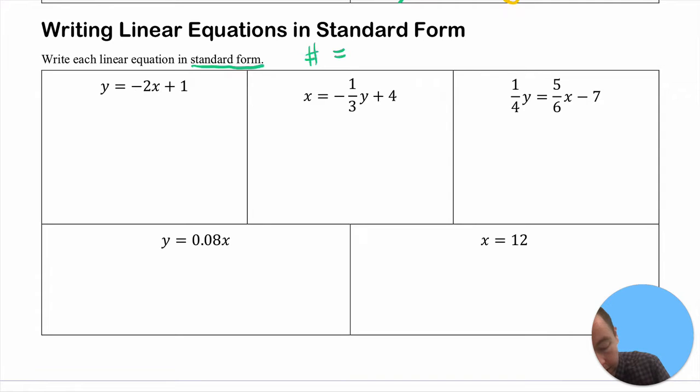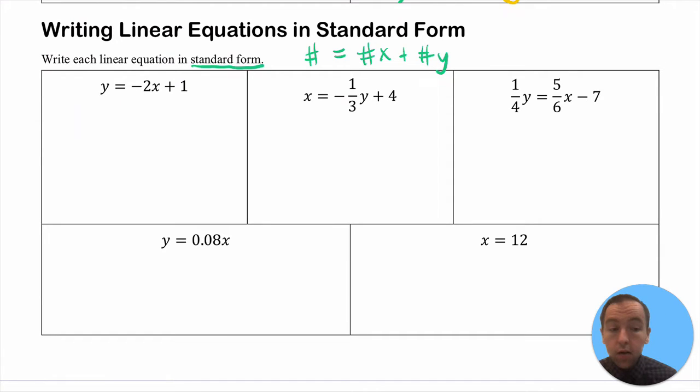So really you just have a number equals number times x plus number times y, right? Where the x's and y's are on the same side. But the thing is that those numbers also have to be integers, and that's going to be really important in these examples right here. So for the first example right here, that's actually in slope-intercept form because it's in y equals mx plus b form.